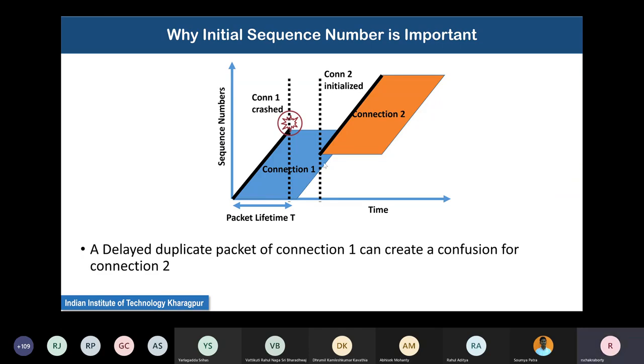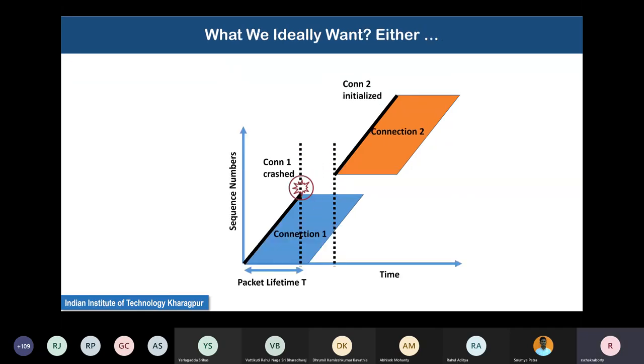Now, what should be the initial connection value for the new connection that has come up? It cannot be something like this, because if it suddenly starts at this level, there is a potential that the old packets with the same value and the new packets, that is all these new packets in the overlapped region of these two parallelograms, will create confusion at the receiver. So how do you solve it?